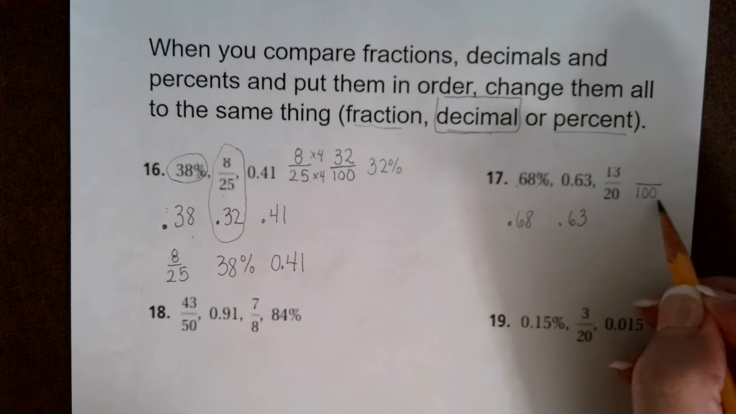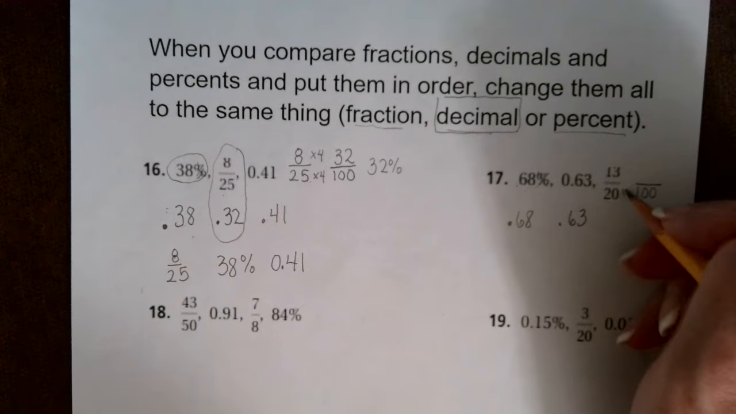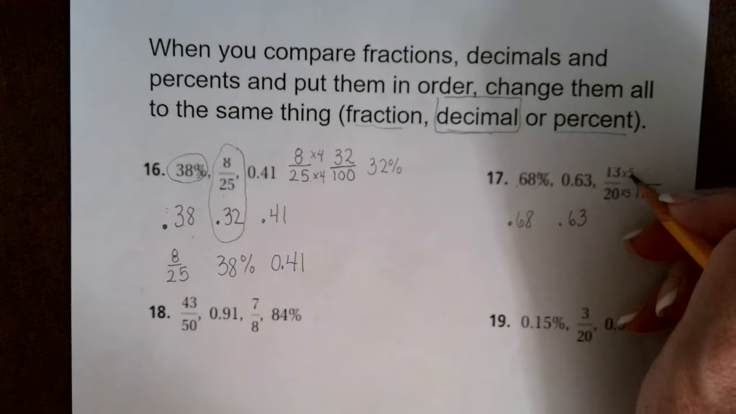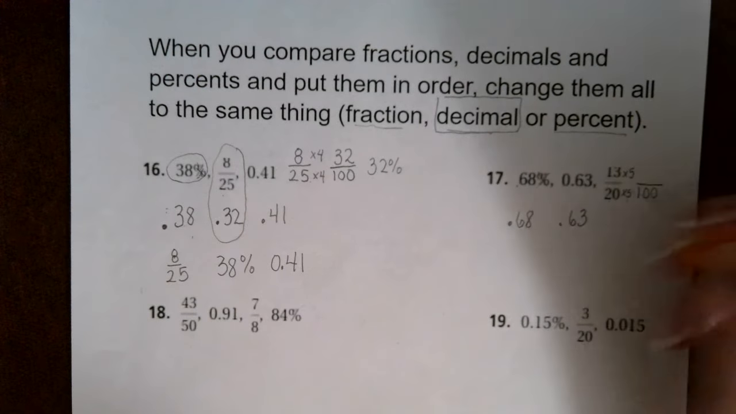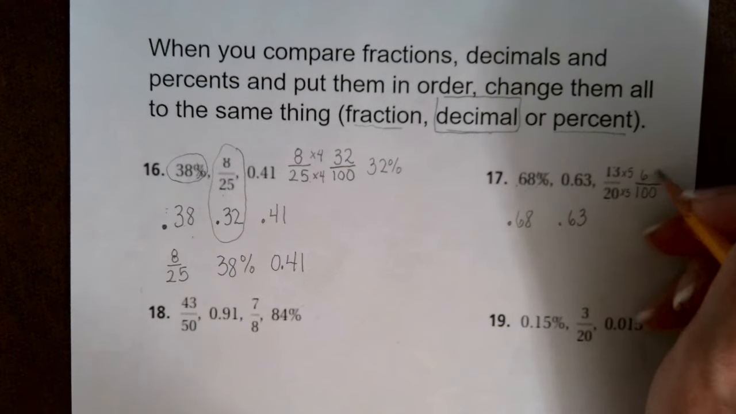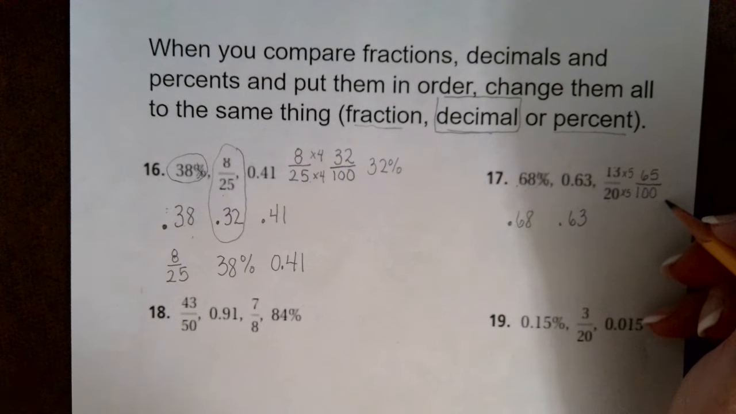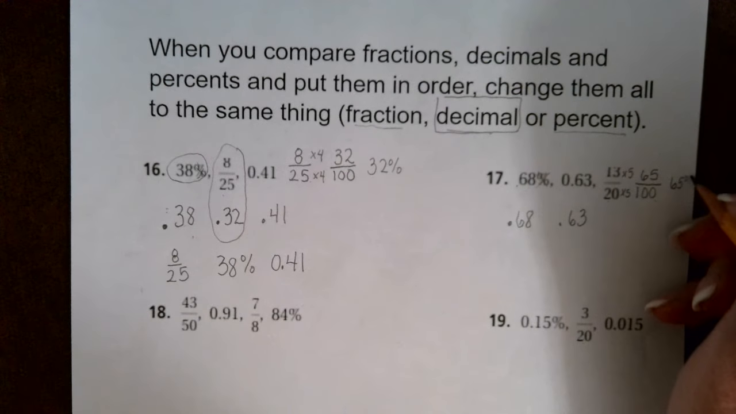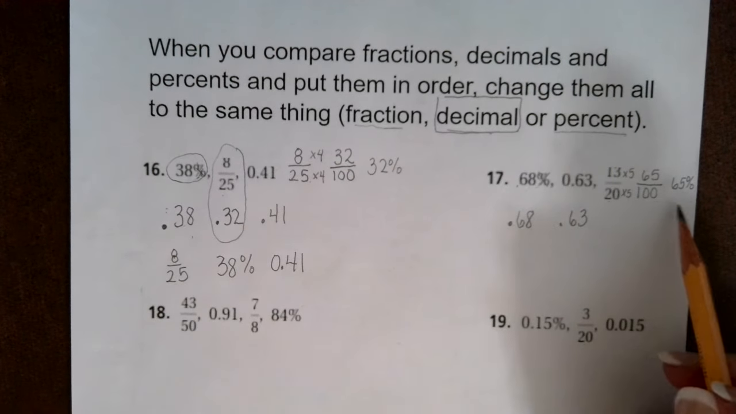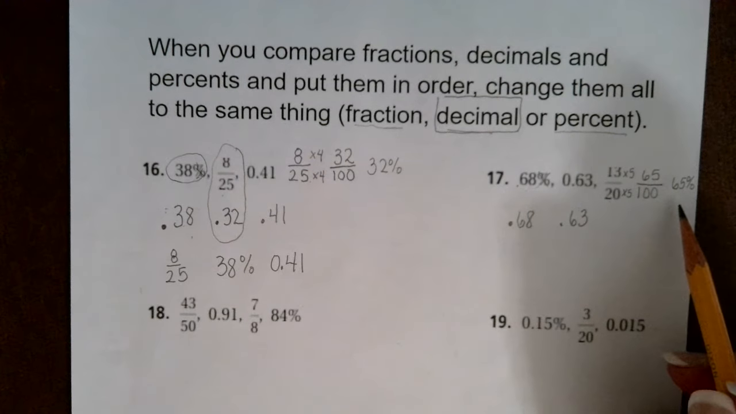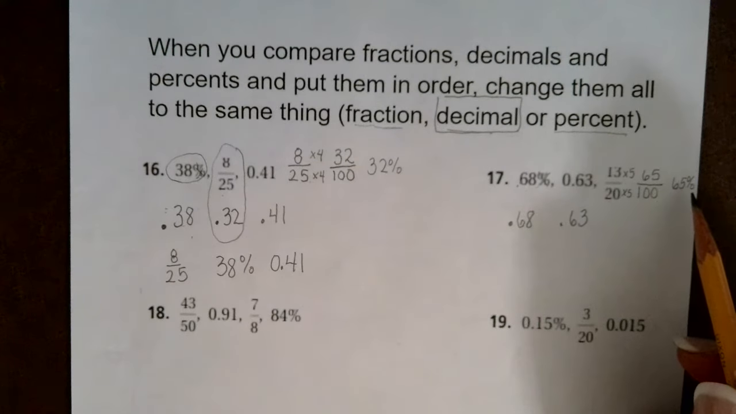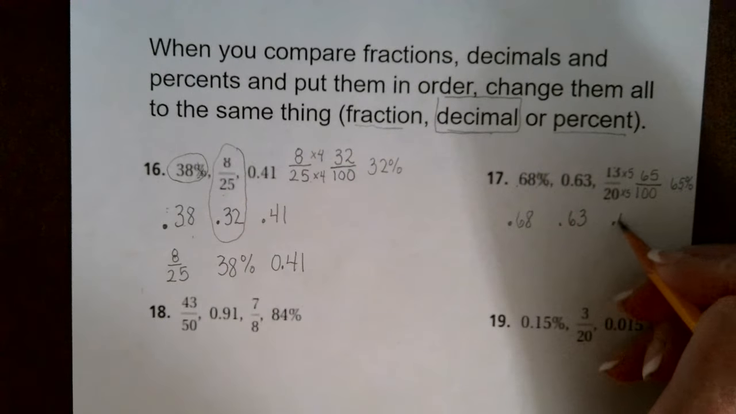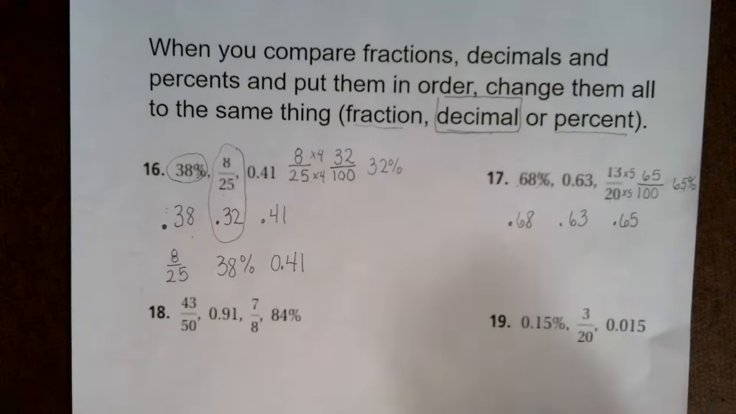To go from 20 to 100, I multiply by 5. Whatever I do to the denominator, remember I have to do to the numerator, and 13 times 5 is 65 hundredths, which means 65%, because remember that means out of 100, so percent means out of 100, and then I would drop that percent sign, move the decimal back 2 places, so that would give me 65 hundredths.